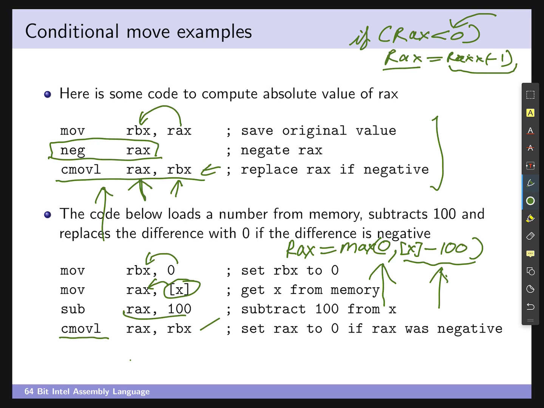So in this case, where x minus 100 is, say, minus 3, this conditional move would execute, and we will load the value of RBX into RAX, which is our 0 value, which means we get the required functionality. If x minus 100 was positive, say it was 17, then this conditional move won't trigger, and will preserve the value that was originally in RAX after this subtraction over here.